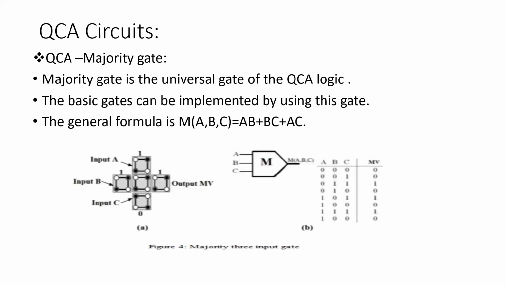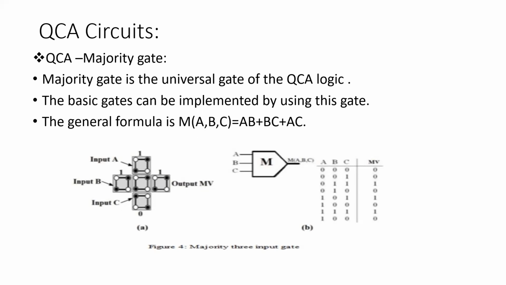QCA circuit: the majority gate. In QCA circuits, let's see the majority gate. The majority gate is the universal gate of the QCA logic. The majority gate function of three inputs A, B, C, denoted as M of A, B, C, acts as a voter and evaluates to true if and only if at least two of the three inputs are true.